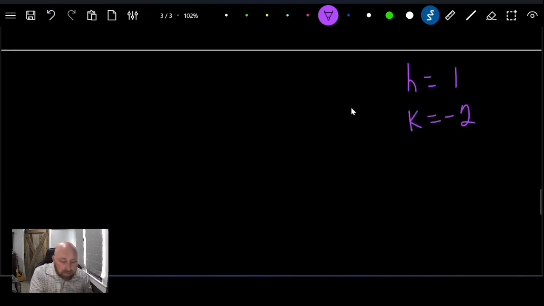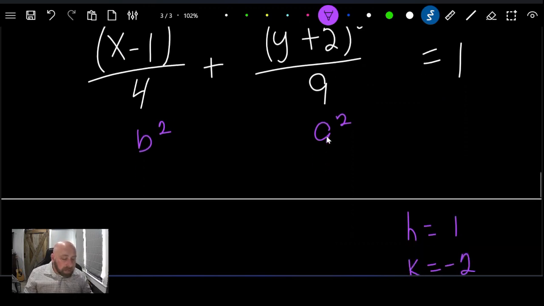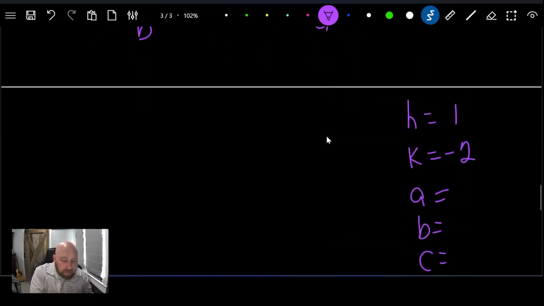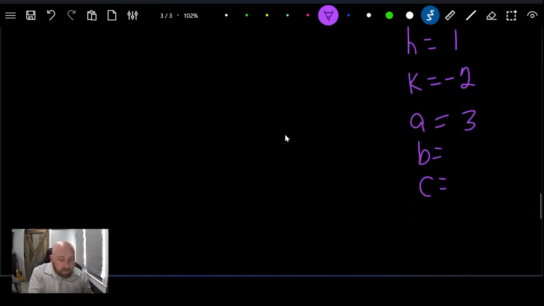Then we also have to have our a, our b, and our c. Those are all important numbers here. Don't forget, in this case, since this one is bigger, a is always bigger, this will be our a, this will be our b. But don't forget, this right now is a squared and b squared. So when we take the square root of 9, we're going to get what? So the a is going to be 3, and the b is going to be 2.